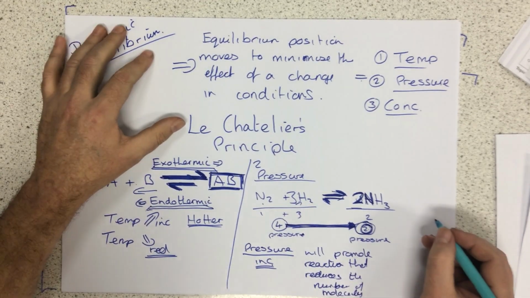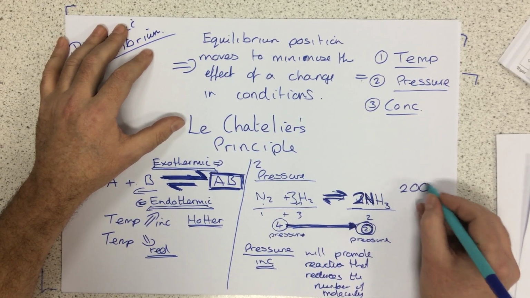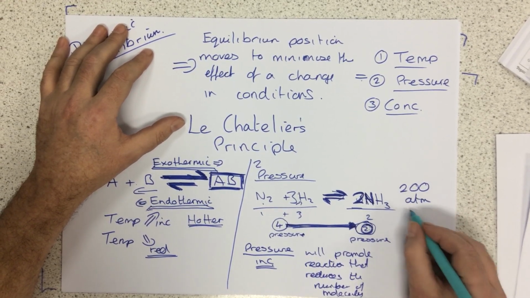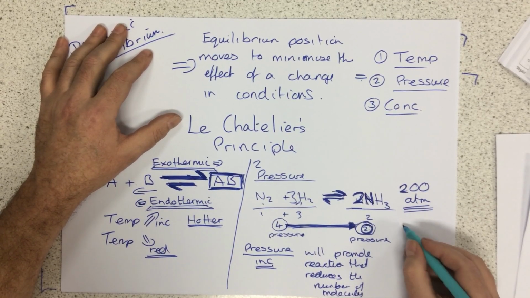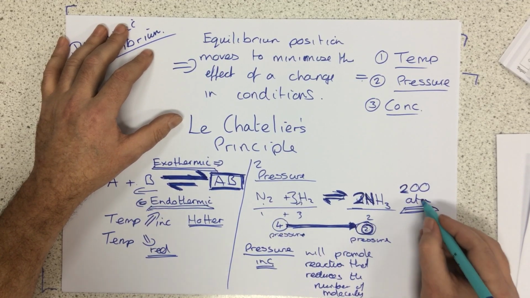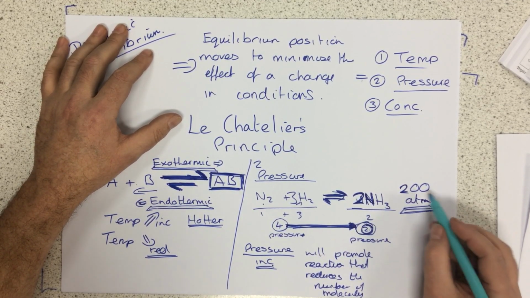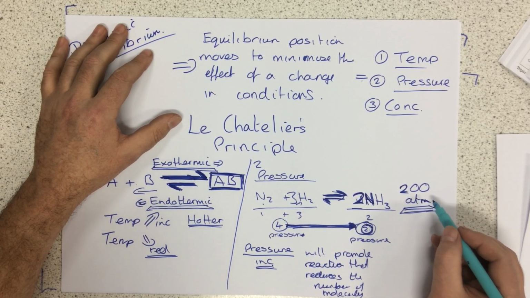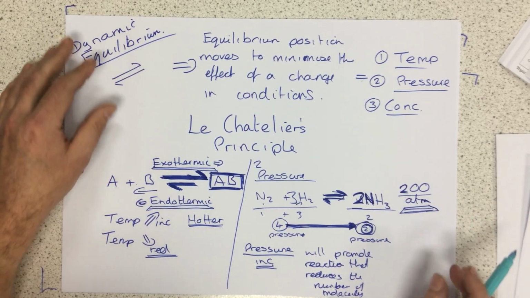In the Haber process reaction, you'll know that the conditions of the reaction are carried out at 200 atmospheres. This is 200 times atmospheric pressure, so this is incredibly high pressure. It could be higher, but the economics of this means that if you tried to increase it higher, you would not get your money's worth from the reaction. So simply 200 atmospheres is what it's limited to.